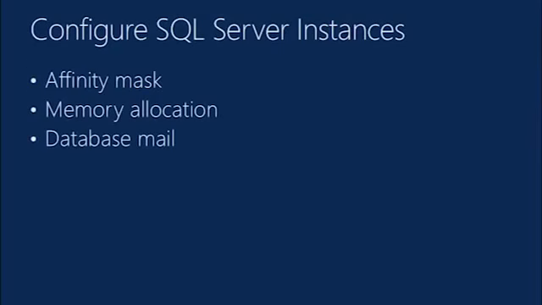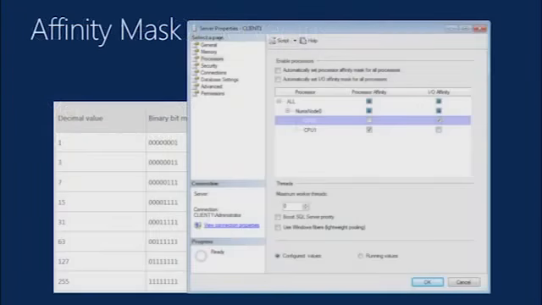Now, beyond just simply going in and encrypting our databases, we also, of course, have the ability to configure SQL. We've got our affinity mask, memory allocation, and then, of course, our database mail. Database mail, just go in and tell it, hey, this is where our SMTP server is. But that affinity mask and memory allocation, those are a couple of very big options there. Yeah, because these days, more and more of our servers are actually multiple core.